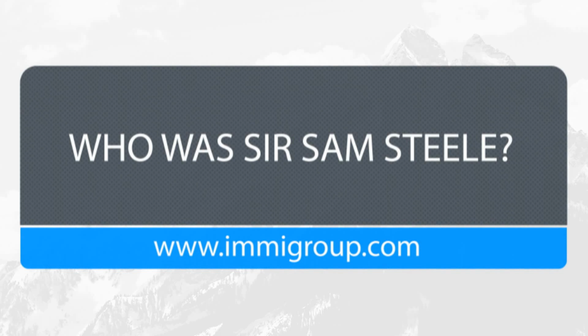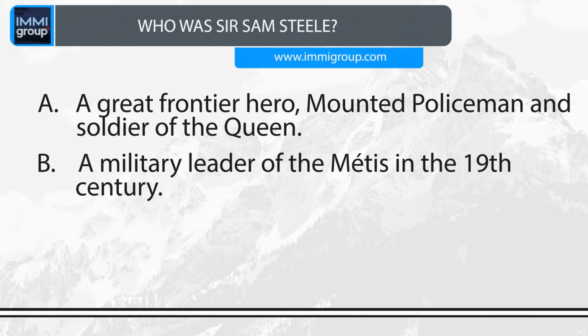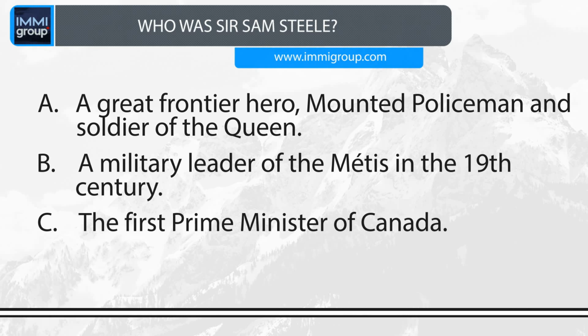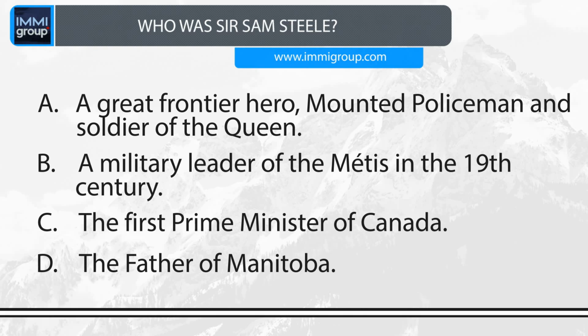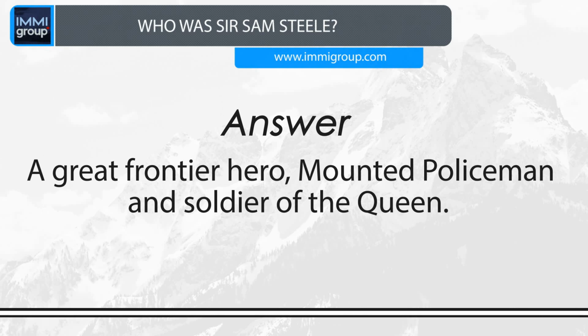Who was Sir Sam Steele? A. A great frontier hero, mounted policeman, and soldier of the Queen. B. A military leader of the Métis in the 19th century. C. The first Prime Minister of Canada. D. The father of Manitoba. Answer: a great frontier hero, mounted policeman, and soldier of the Queen.